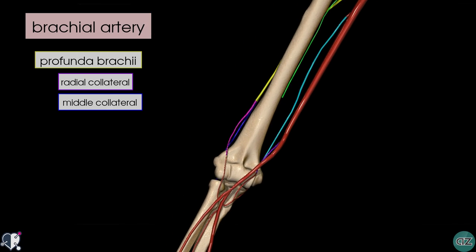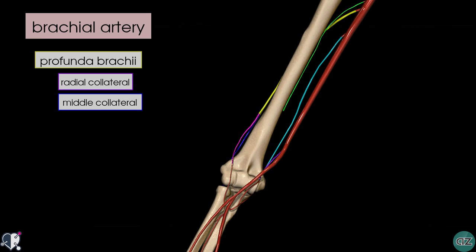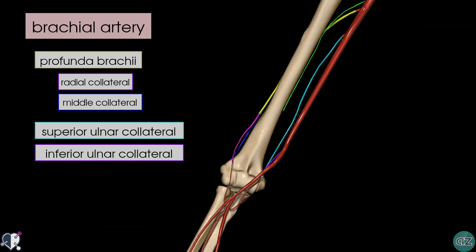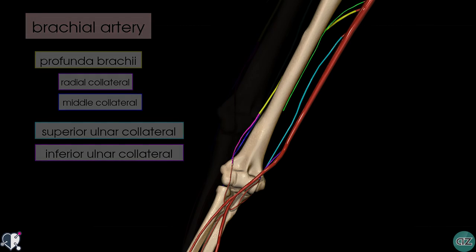So we've now looked at 4 collateral arteries. We've got the ulnar collateral arteries, which arise directly from the brachial artery, and you've got a superior and inferior ulnar collateral artery. And then we've taken a look at the middle collateral artery and the radial collateral artery, which arise from the profunda brachii artery.